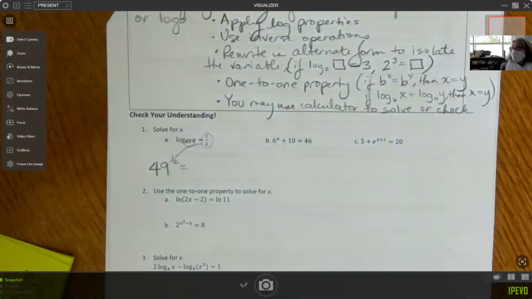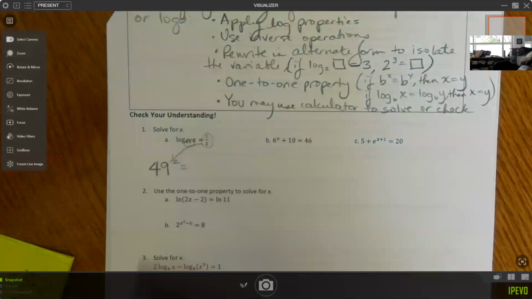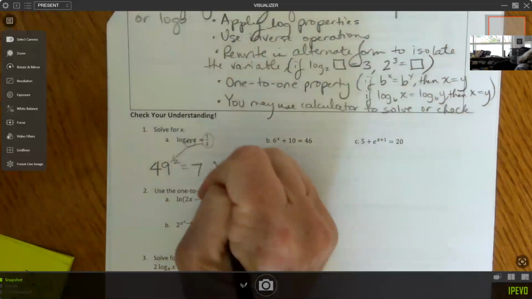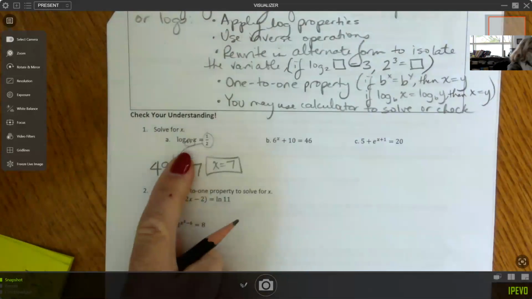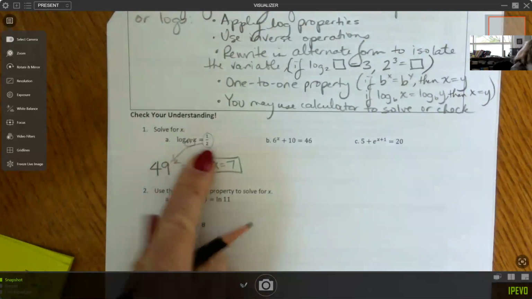And now it's not hard, right? 49 to the 1/2 power means the square root of 49, which is 7. Okay, so x equals 7. And you can check and go, oh yeah, that makes sense. Log base 49 of 7 equals 1/2.